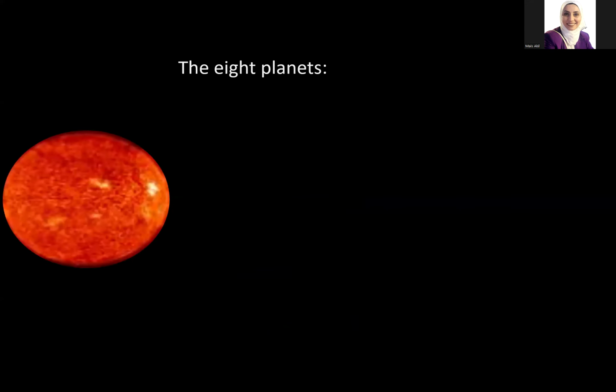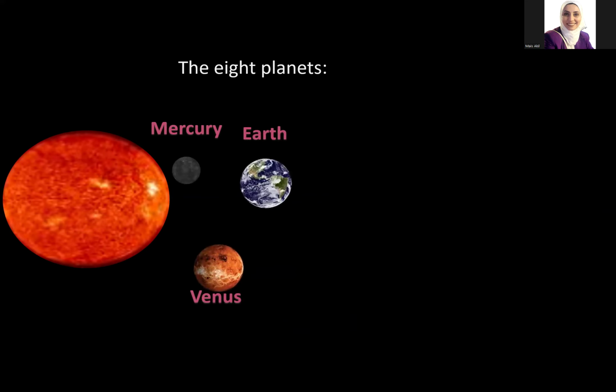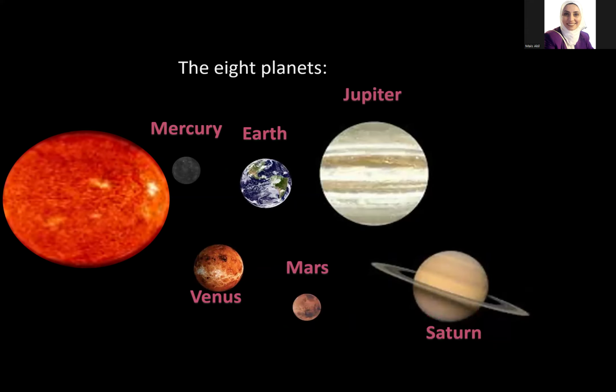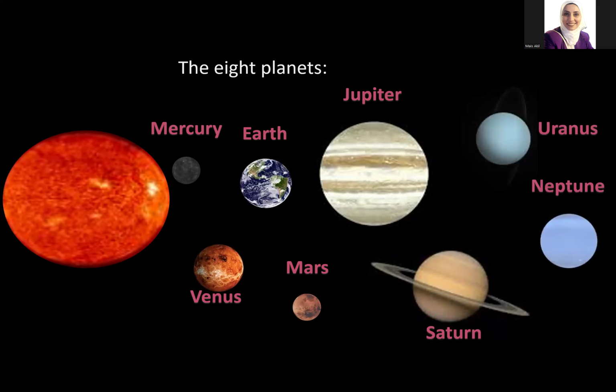So this is the sun, and we said the sun is a star, and it is the center of the solar system. The 8 planets are Mercury, Venus, Earth, Mars, Jupiter, Saturn, Uranus, Neptune. So those are the 8 planets, and you have to know them in order.